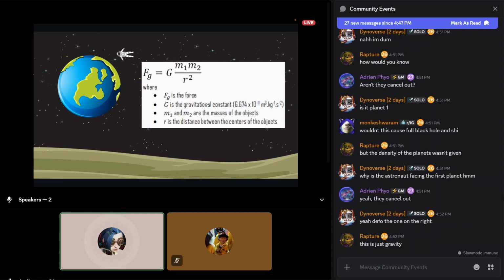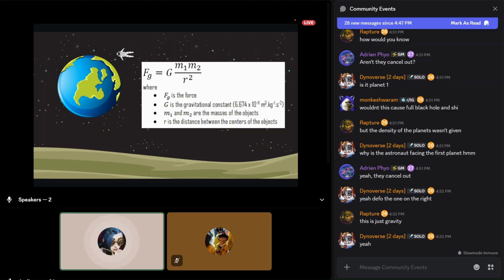Okay, so look at the formula. You can see that the mass is directly proportional to the force, right? And the masses of both bodies are directly proportional to the force. And the distance between the object centers is inversely proportional. So if the distance is higher, the force is smaller.